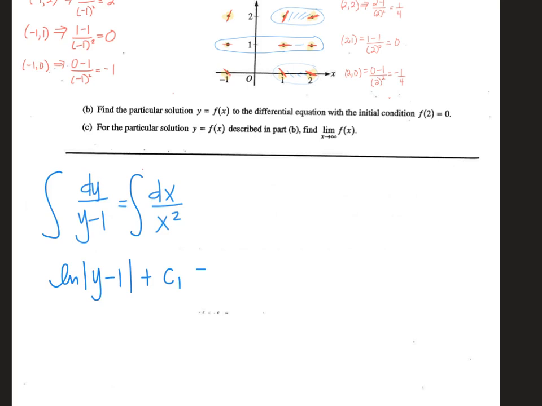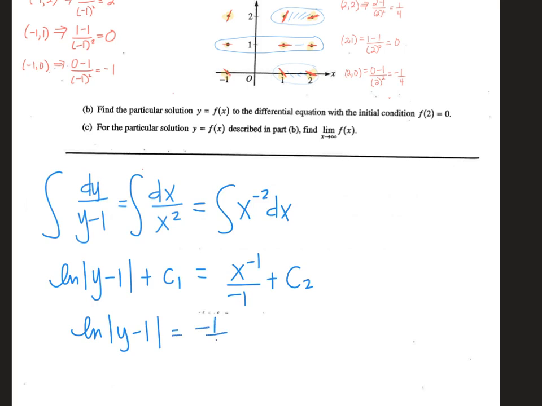The correct way to think about that integral is to remember what x squared actually means. Maybe it's better to think of that as x to the negative 2 dx. That way when you integrate it, you get x to the negative 1 divided by negative 1, plus your second constant. So we're looking at the natural log of the absolute value of y minus 1 equals negative 1 over x plus the overall constant c.